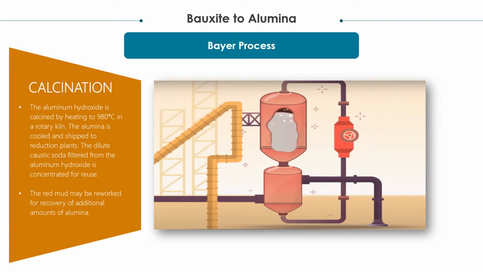In calcination, the aluminum hydroxide is calcined by heating to 980 degrees Celsius in the rotary kiln. The alumina is cooled and shipped to the reduction plants, and the dilute caustic soda filtered from the aluminum hydroxide is concentrated for reuse. The red mud may be reworked for recovery of additional amounts of alumina.